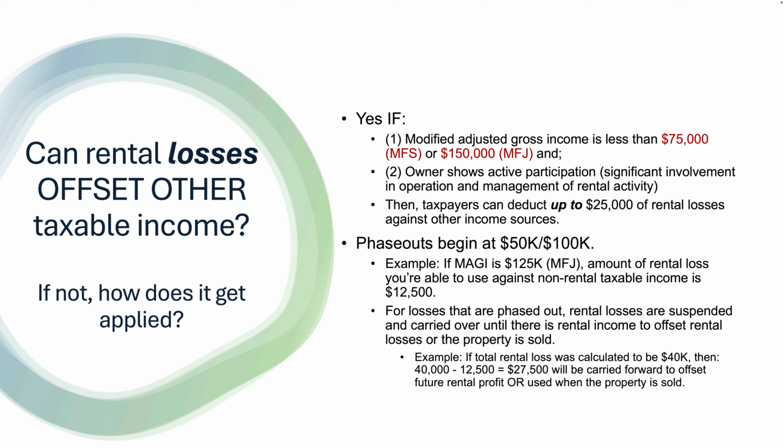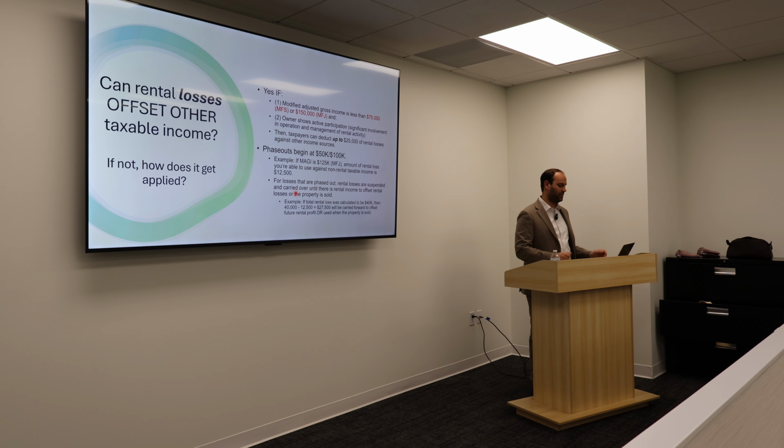For losses that are phased out, again, rental losses are suspended, which means that they are carried over until there's rental income to offset rental losses. So if I have a $20,000 loss that's phased out, I can still carry that forward to next year and offset rental profit until I use it up, or until I sell the property.